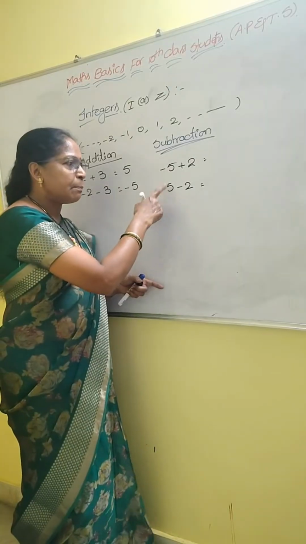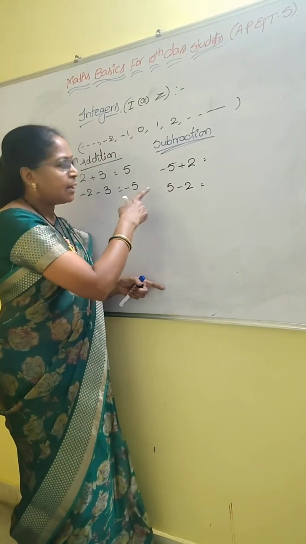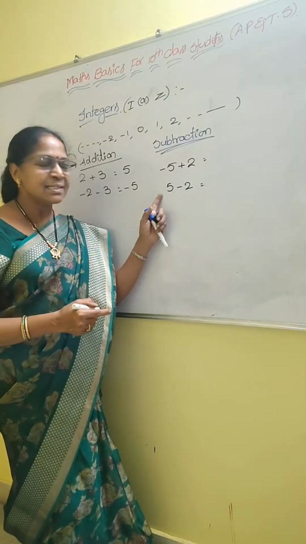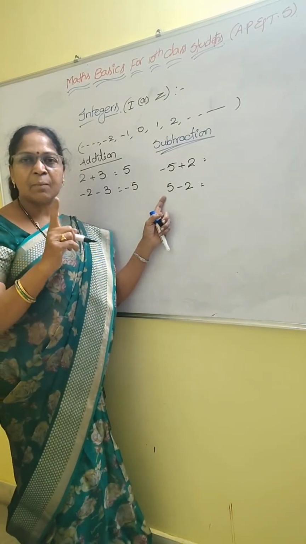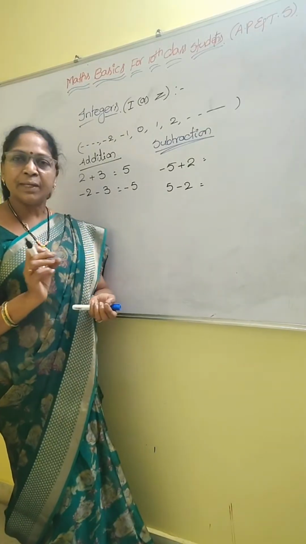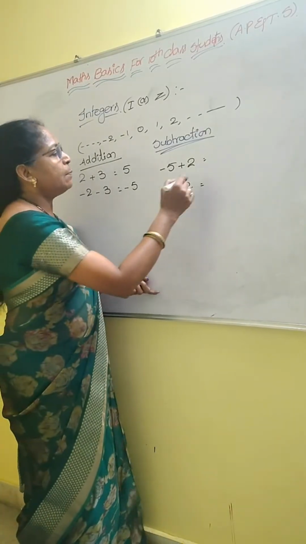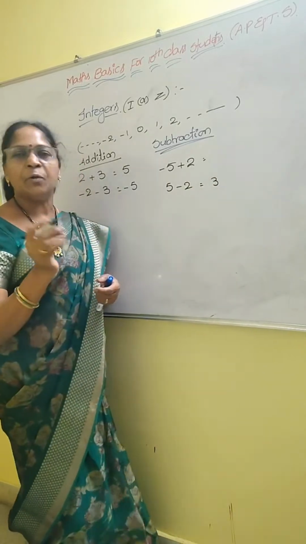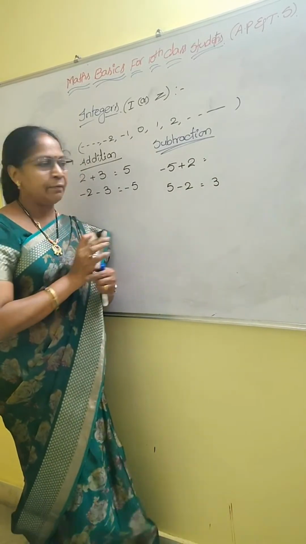Here also one is a plus and another one is minus. Here plus means any other symbol is not there. Whenever there is no other symbol before the first number, the meaning is that it is positive. So 5 minus 2 equal to 3. This we know very well. Everyone knows very well.